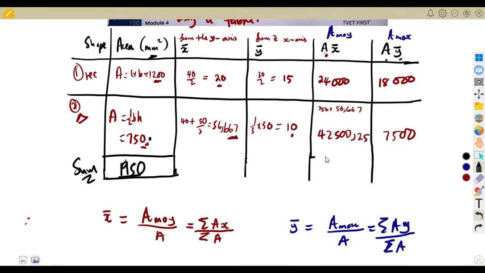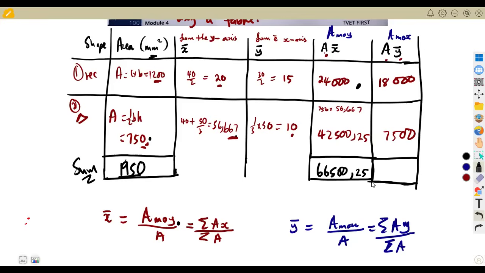You do the same thing for our area moment, for A times X, which is the area moment for Y. You add what we got on the first part. This is 24,000 plus 42,500.25, so that is going to give us 66,500.25.